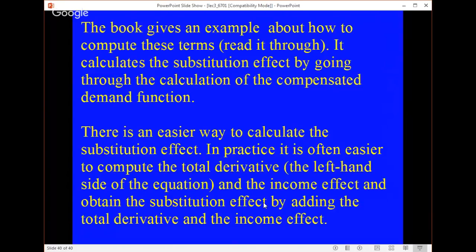The book gives the example of how to compute these terms. It calculates the substitution effect by going through the calculation of the compensated demand function. It's a pain, but an easier way to do it is kind of like we did it graphically. That is, to calculate the substitution effect, take money away and get the substitution effect, get the total effect, and the difference between the two is our income effect.